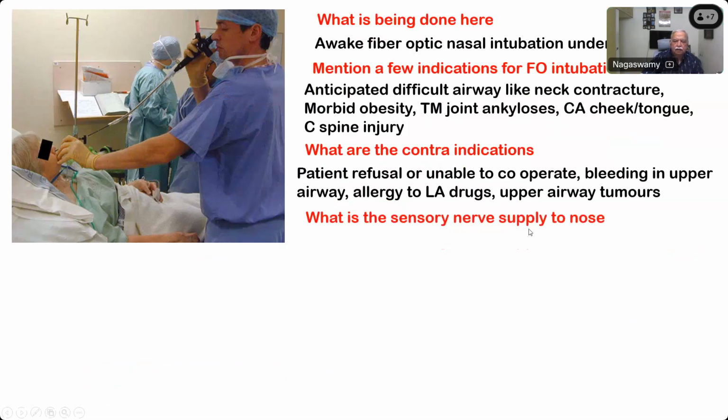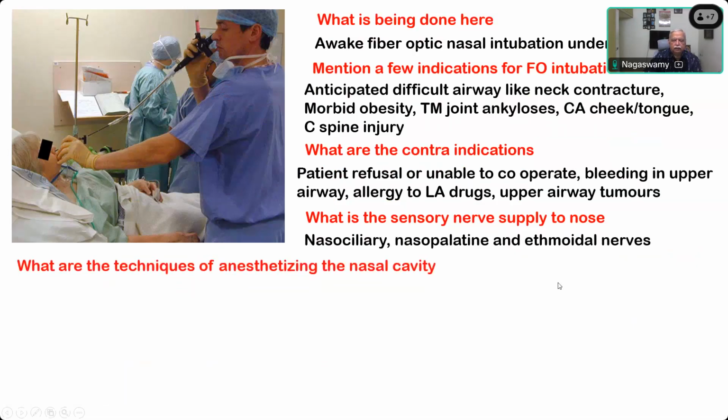What is the sensory nerve supply to the nose? You just mention the name of the nerves. Anterior ethmoidal nerve. Oh, only one? Maxillary, greater palatine, nasociliary, nasopalatine, and ethmoidal nerve. 3 nerves you have to remember: nasociliary, nasopalatine, ethmoidal. So 2 things coming with the naso.